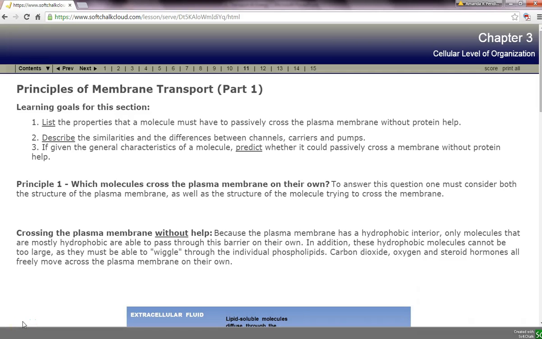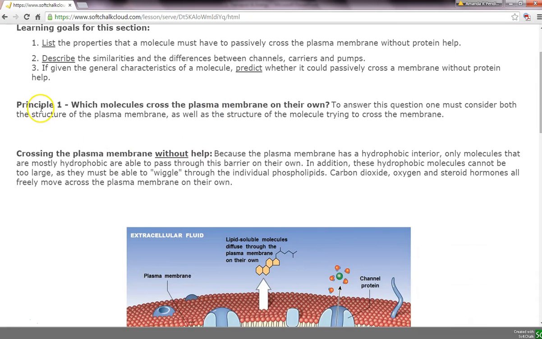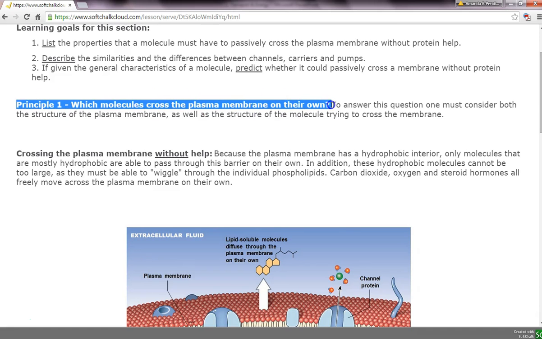Okay, so let's talk a little bit more about what molecules get across the membrane and when and how all of that happens. Getting across the membrane is called membrane transport, being taken from one side of a membrane to another. So here's an important principle that we need to talk about: which molecules cross the plasma membrane on their own, meaning that they don't need a protein to help them across.